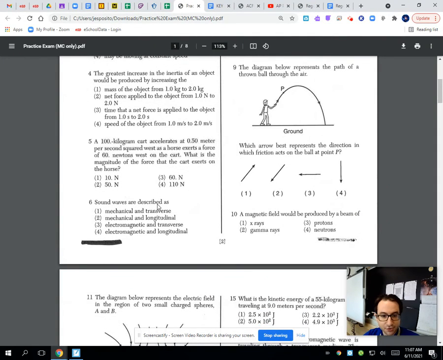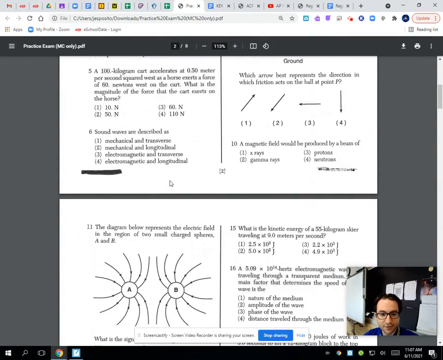Number 5, a 100-kilogram cart accelerates at half a meter per second west as a horse exerts a force of 60 newtons west on the cart. What is the magnitude of the force the cart exerts on the horse? There's superfluous information in this question. If the horse exerts 60 newtons on the cart, the cart will exert 60 newtons back on the horse. This is Newton's third law. 60 newtons is your answer.